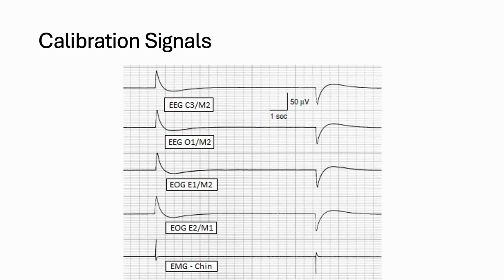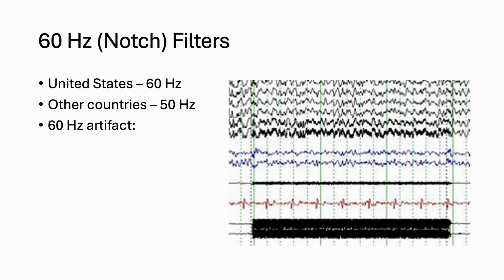This is a pretty good representation of what machine calibrations look like. If your machine ever starts doing something else, make sure everything's plugged in, make sure your filters are set correctly, and then ask your supervisor because you might have a bad amplifier.